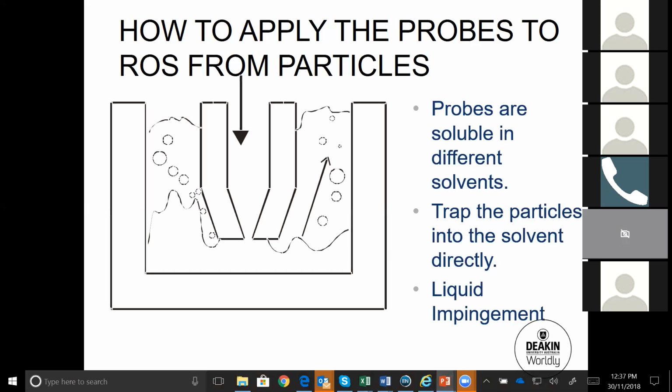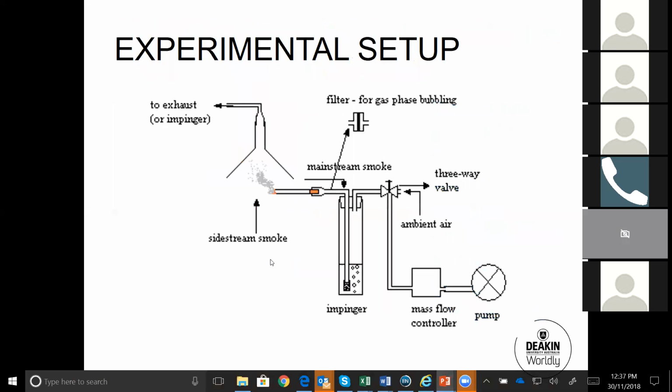The idea behind any good real-time ROS measurement technique is to trap the particles directly into the solvent, and then to have a solvent that allows different oxygen species to be dissolved and then to react with the main molecule. So this is how impingers work. I will show you how other collection systems work, but all the other systems, like even these steam collection systems, will collect particles in some kind of a solvent. So the principle is more or less the same.